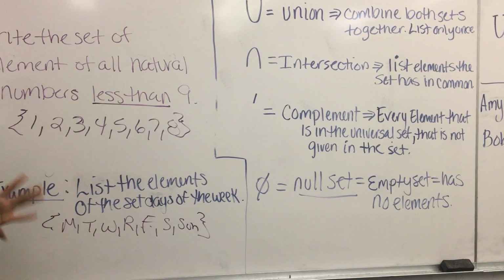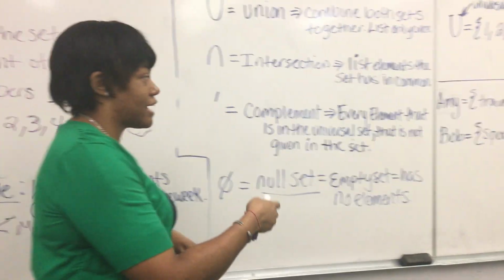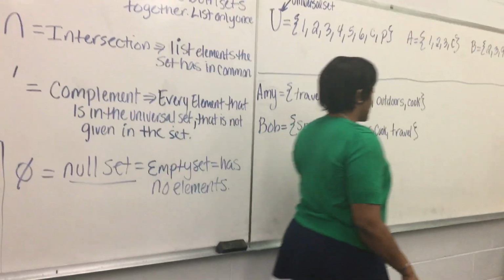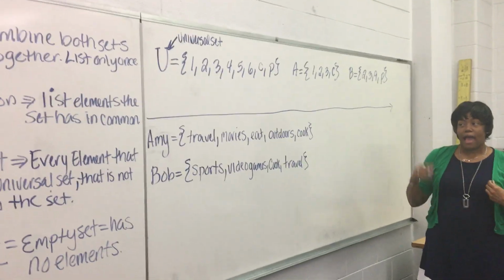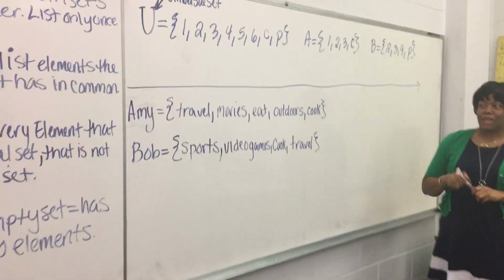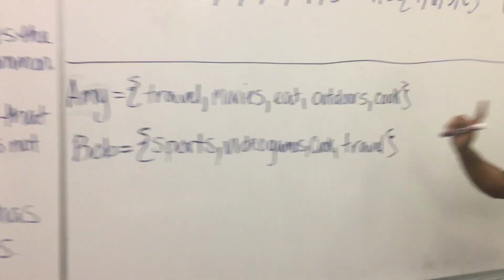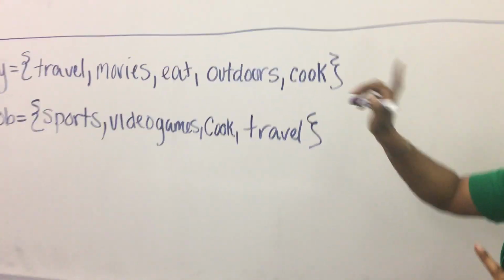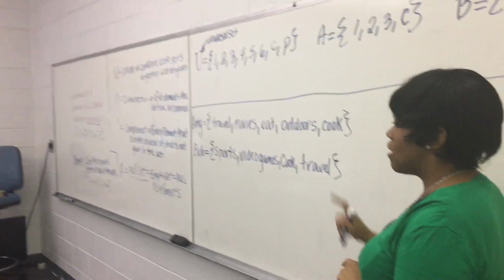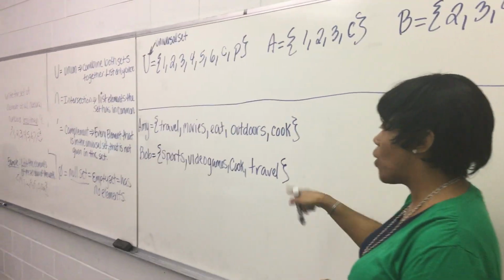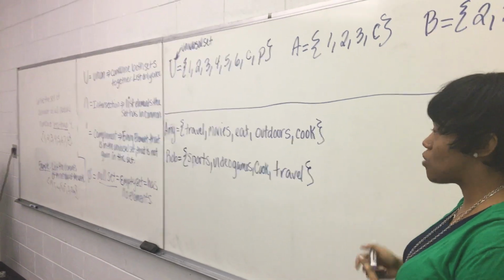So, you know I like to use some fancy-dancy examples. Let's say we have Amy and Bob. Amy and Bob like to date. Amy likes to travel. She goes to the movies. She likes to eat, go outdoors, and cook. Then we have Bob. Bob likes sports, video games, cook, and travel.